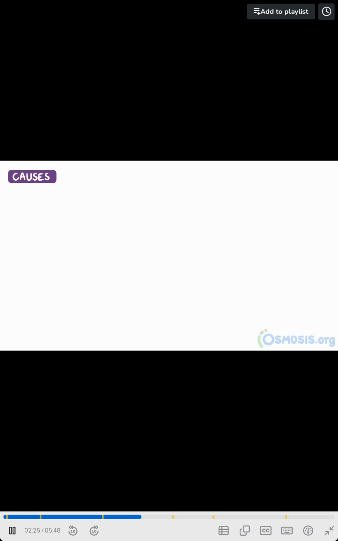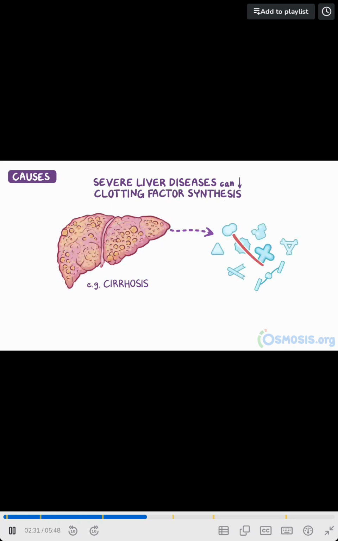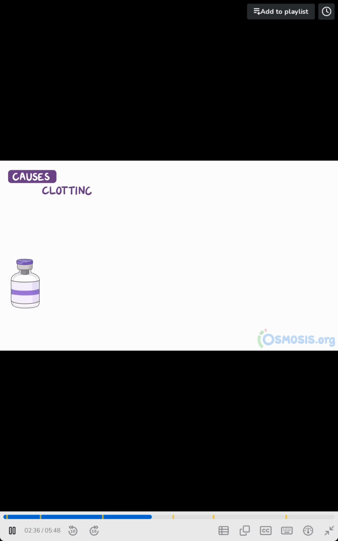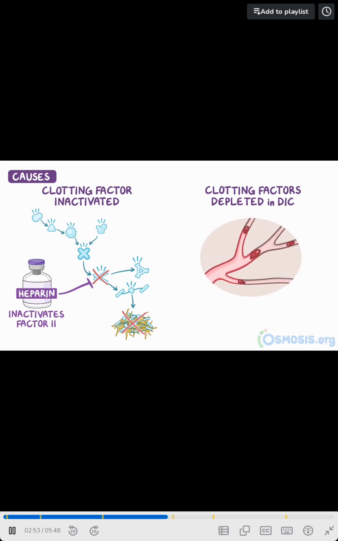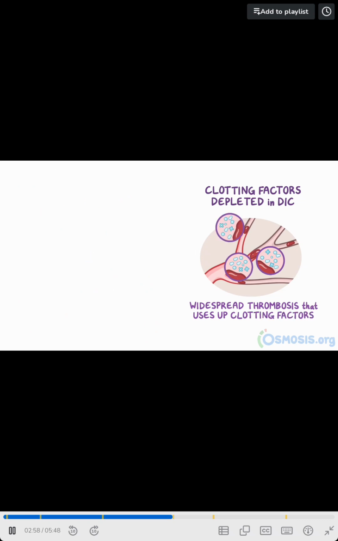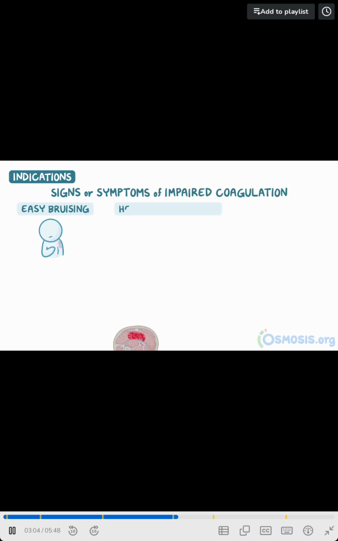Next, since clotting factors are created by the liver, severe liver disease like cirrhosis can reduce clotting factor synthesis. Another way PTT can increase is if a clotting factor is inactivated. This can happen therapeutically when clients are given heparin, a medication that inactivates factor II to prevent clotting. Finally, clotting factors can be depleted in disseminated intravascular coagulation, or DIC, which causes widespread thrombosis that uses up clotting factors.